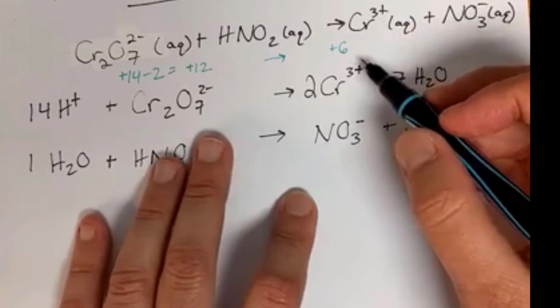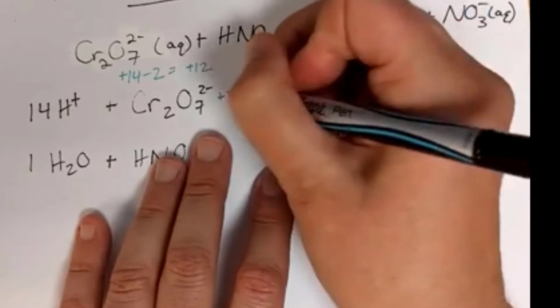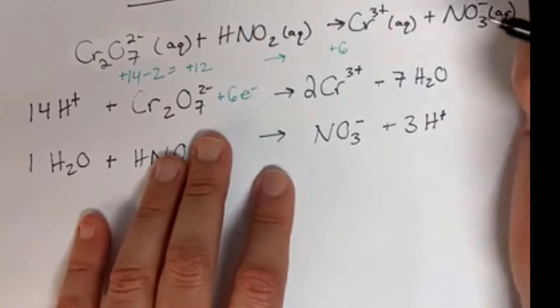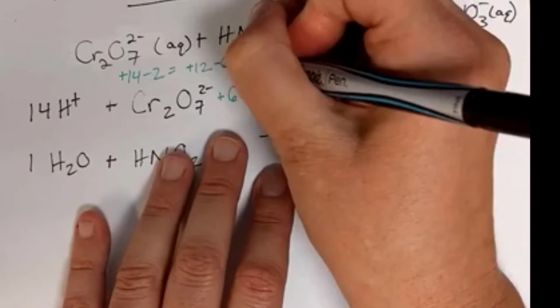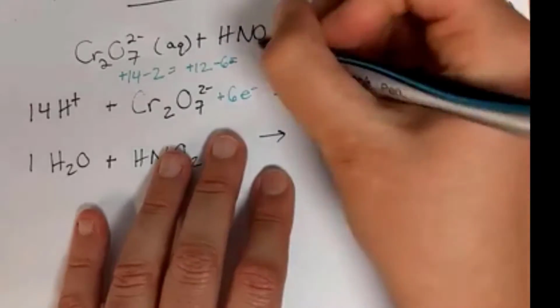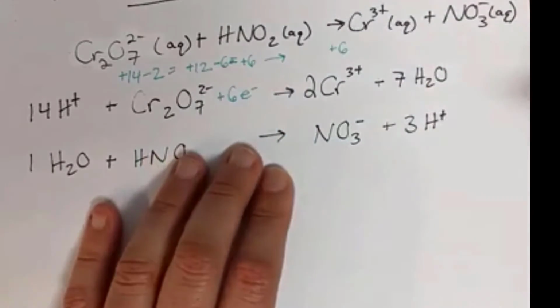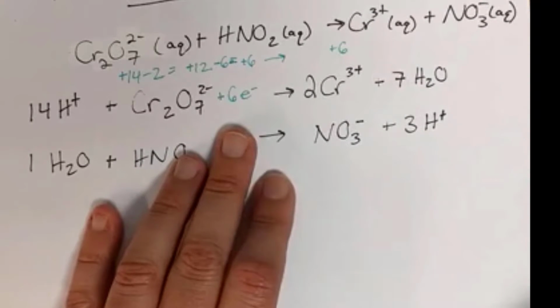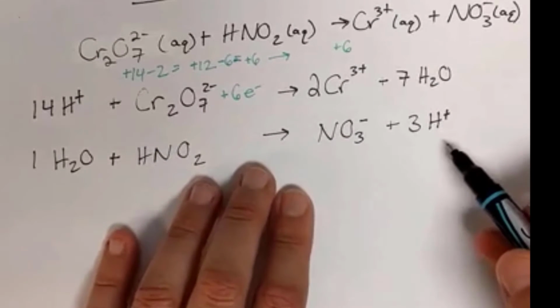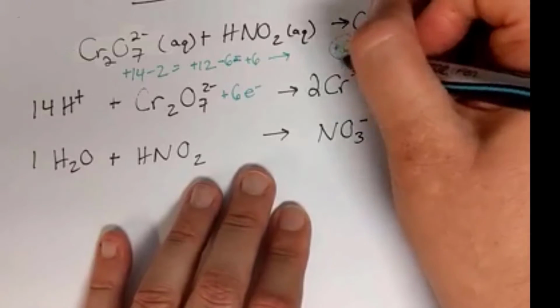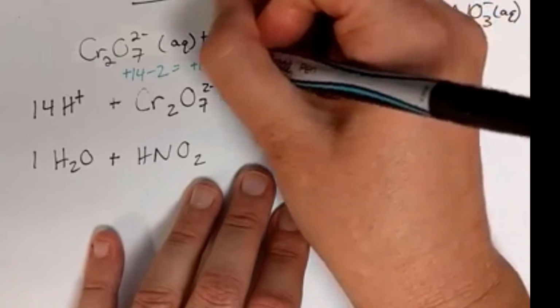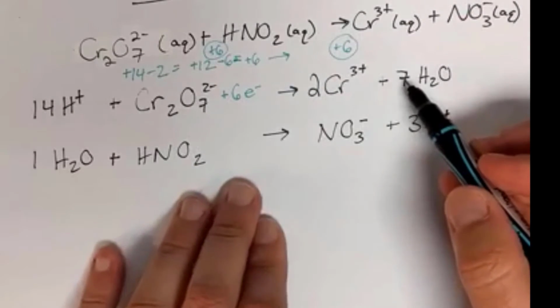So how do I balance that out? If I add plus 6 electrons to this side, then I'm subtracting 6 electrons or 6 charges over here. It's going to give me a total of plus 6 on this side. So I just added 6 electrons to that side. Now we can come down here. So remember, now we got plus 6, charges balanced in this half reaction equation.